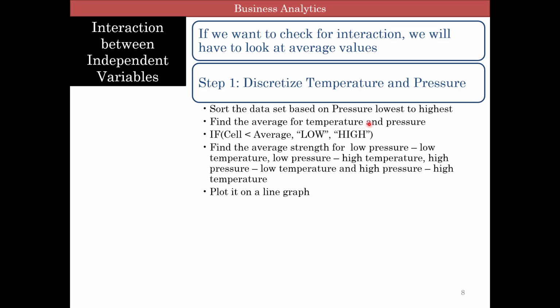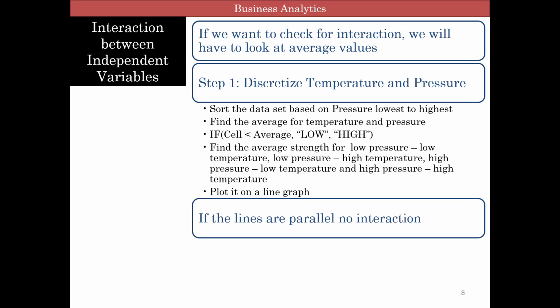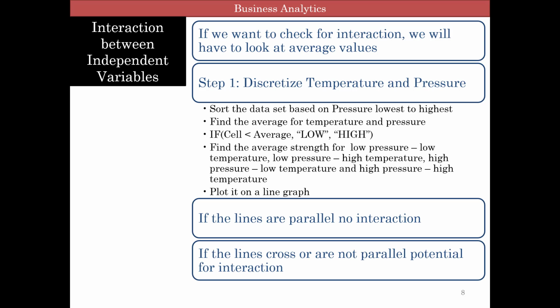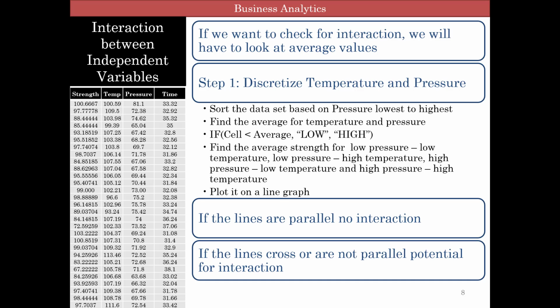And we're going to find the average for temperature and pressure for each of those values. And then if a particular cell is less than the average, we say it's low, otherwise it's high. And then we find the average strength for low pressure and low temperature, low pressure and high temperature, and then we plot it on a graph line. If the lines are parallel, there is no interaction. If the lines cross, there is an interaction.